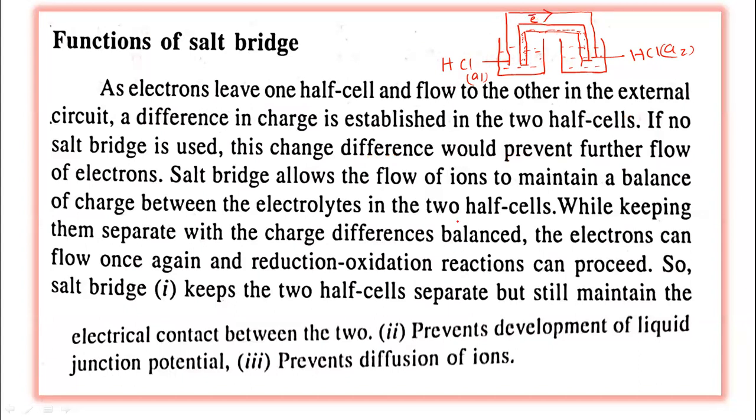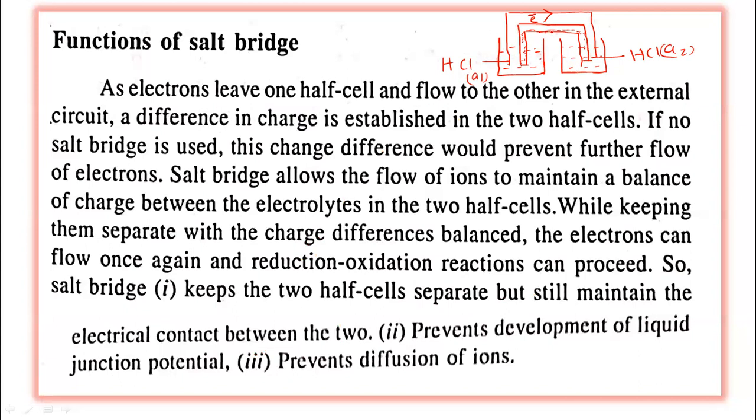Okay, so if there is no salt bridge, then it will prevent the flow of the electrons. So therefore, it is necessary to use the salt bridge, so that the oxidation and reduction reactions can take place. So therefore, the salt bridge keeps the two half cells separate from each other, and it will maintain the electrical contact between the two.